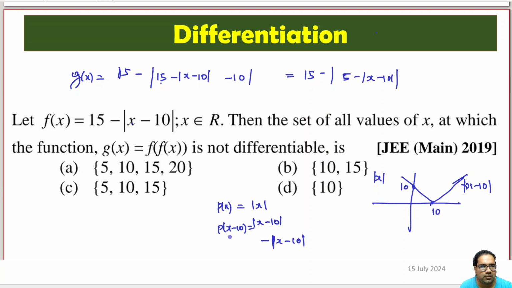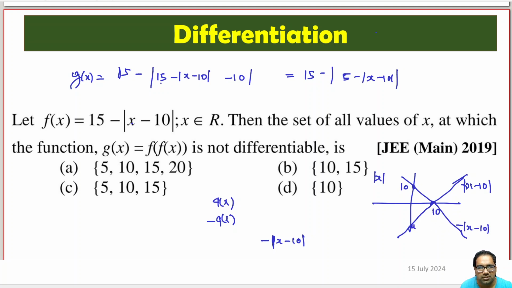P of x minus 10 we have done. Now whatever this graph is, if we call this graph some q of x, then we are creating minus q of x. Minus q of x is what? The same graph reflected with respect to the x-axis. This is minus of absolute value of x minus 10.